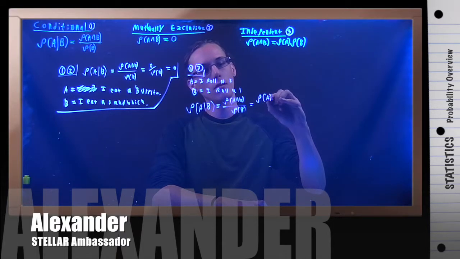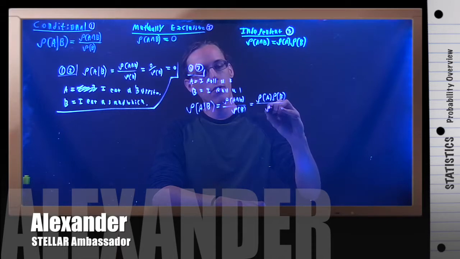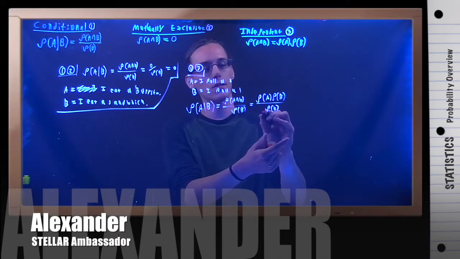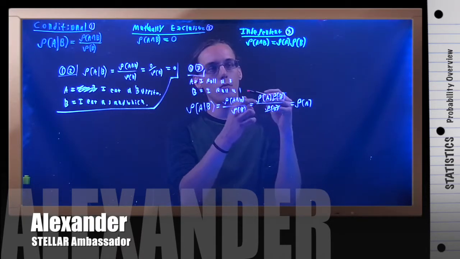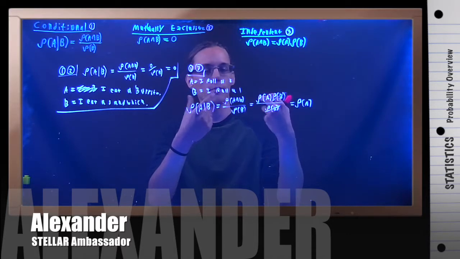Probability I roll a 2 multiplied by the probability I roll a 1 over the probability I roll a 1. Notice that mathematically these match, right? So they cross out. And we just get the probability of A, which is the same thing as just the probability I roll a 2. Well, let's think about that.